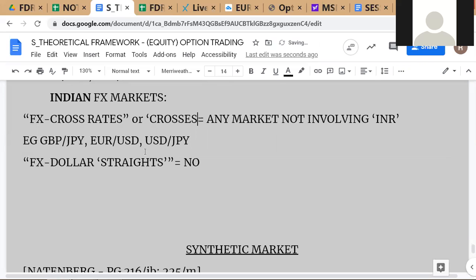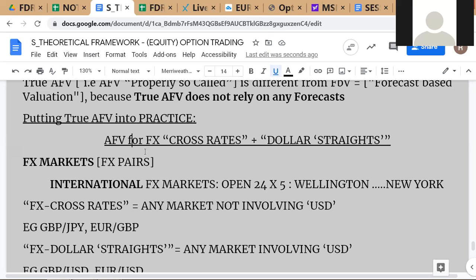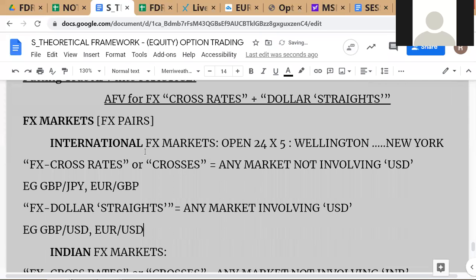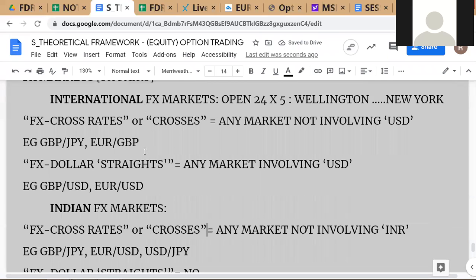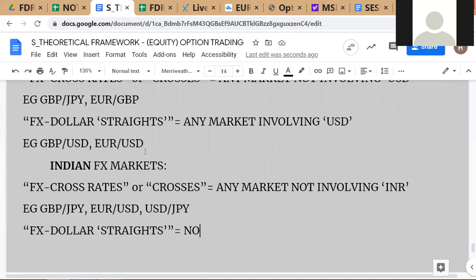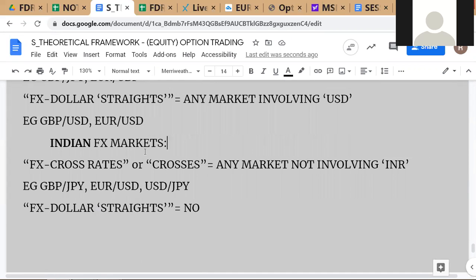Okay, so if you're listening to BBC Financial News, you can see on the crosses, they'll use something like "on the crosses." Cross rates or crosses. So this is the terminology that is used, okay? All right, so FX cross rates across any market not involving INR, not used generally.